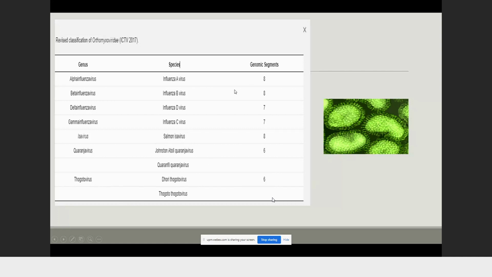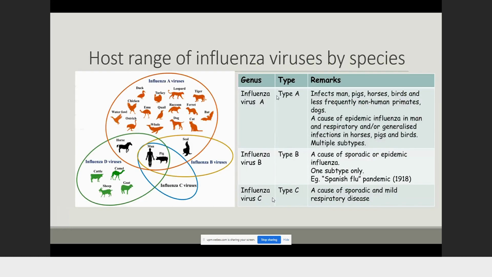Basically, these viruses under Orthomyxoviridae have segmented genomes. If you still remember some of the viruses, they have different types of genomes, for example double-stranded genomes. What is interesting about coronavirus and orthomyxovirus or influenza virus is the similarity between these two groups of viruses: they have segmented genomes. Because of these genomes, that is the main reason why they easily undergo mutation.